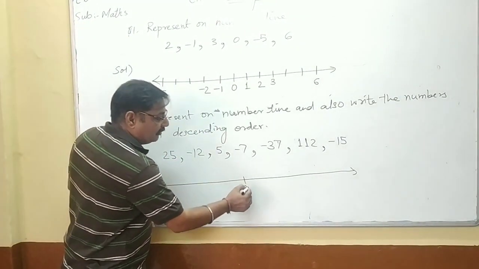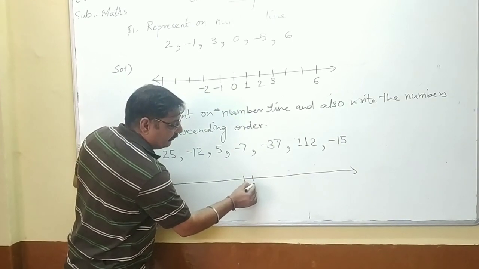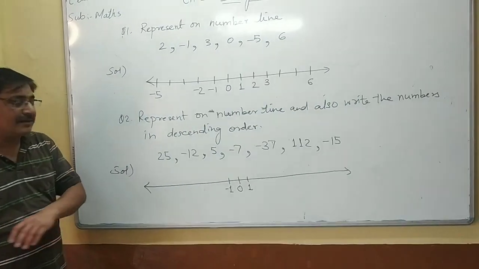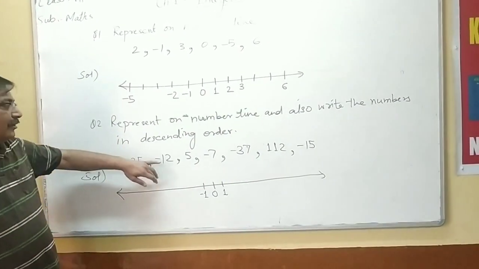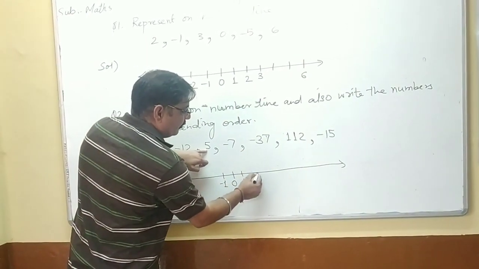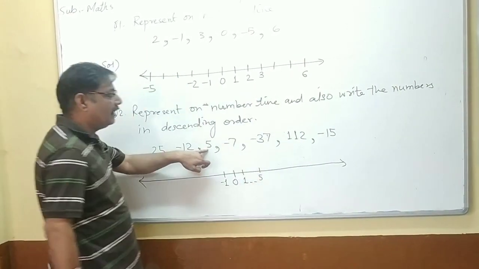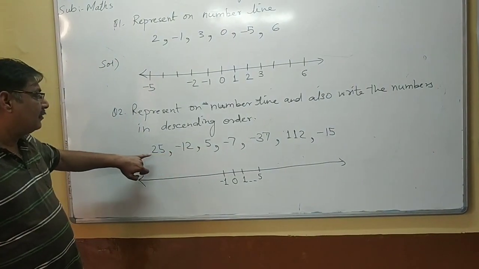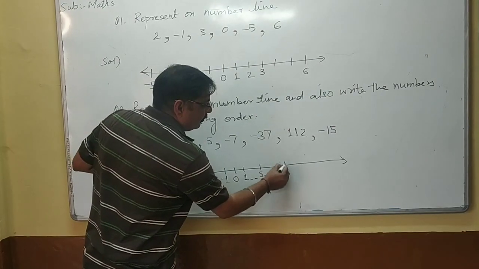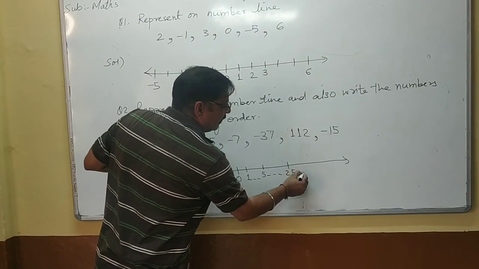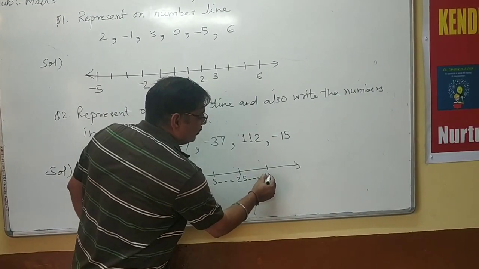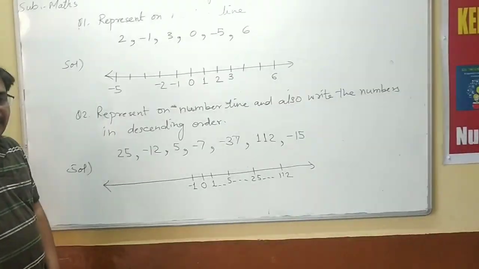So on the right of 0, we will have positive numbers. Here we will have 1. Here on the left we will have -1. On the positive side, we want to represent 5, so we will have 5 here. Then next we want to represent 25, so we will have 25. Then we want to represent 112, so we will have 112 here.